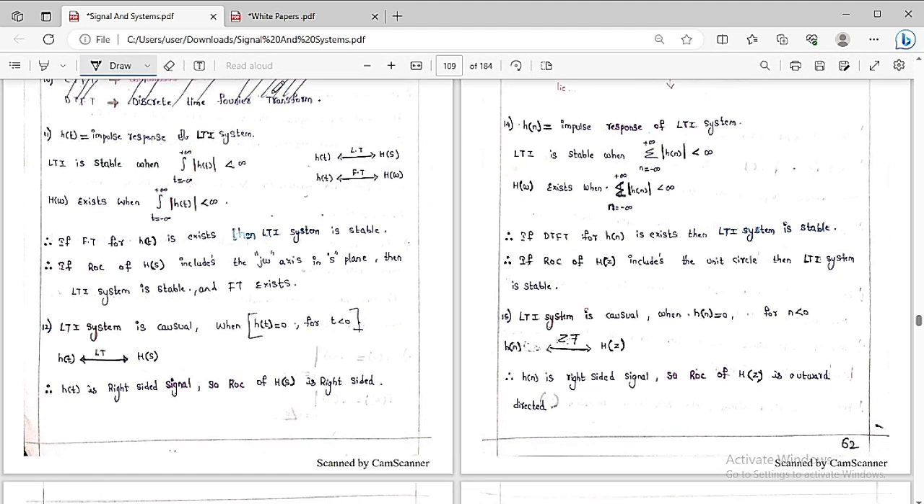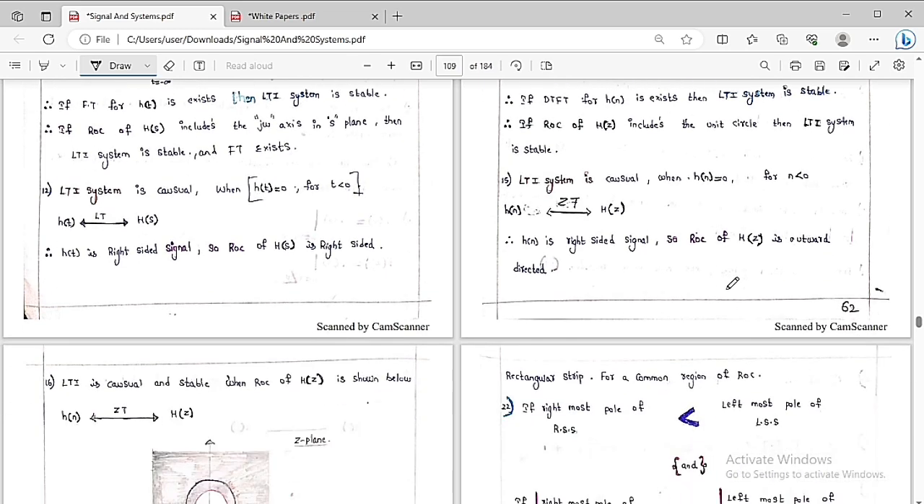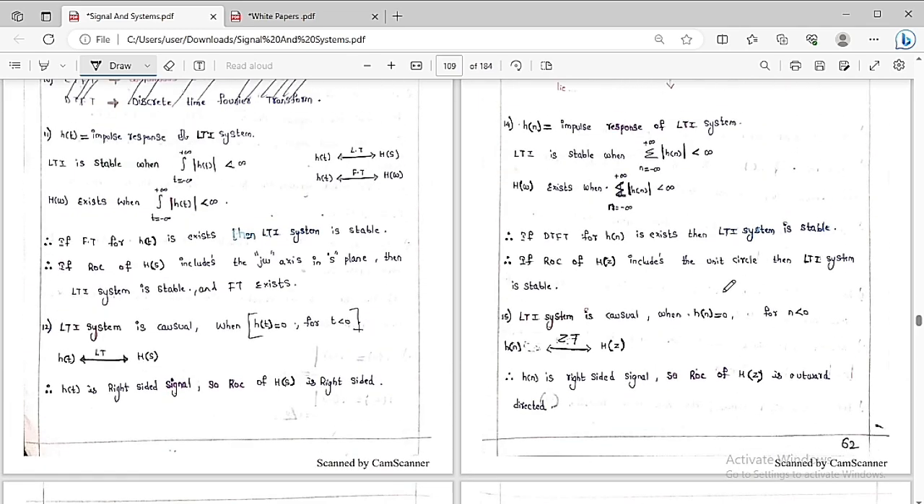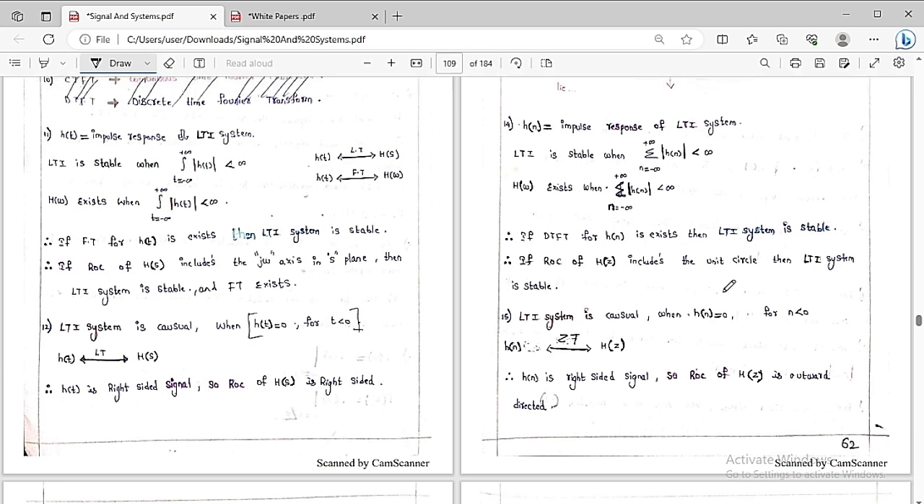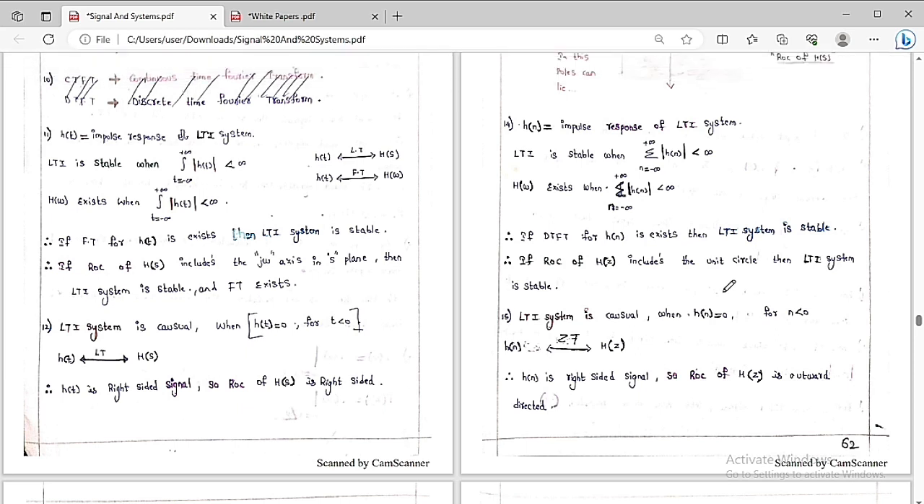If h of n is a right-sided signal, the ROC of H of z is outward directed. What I am trying to tell you is very simple. Suppose a given LTI system is causal, meaning the impulse response h of n is equal to 0 for n less than 0. Then if you find the Z transform for h of n, we get H of z. So definitely we can say h of n is a right-sided signal.